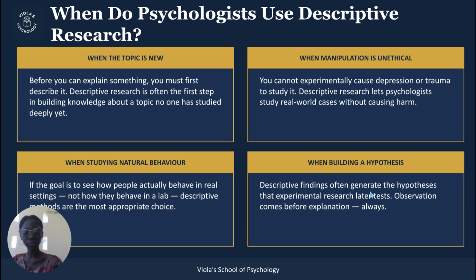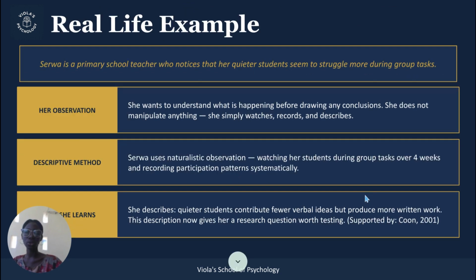Okay. And then when you've built the hypothesis with your descriptive research, you can use experimental research to answer the hypothesis later. So this is where the scientific cycle connects. All right. So let's look at this in a real life example.